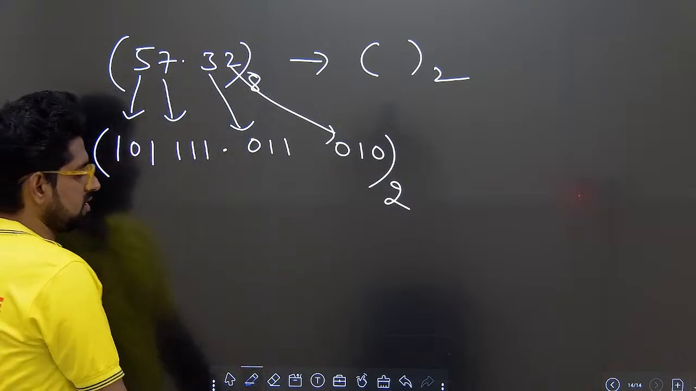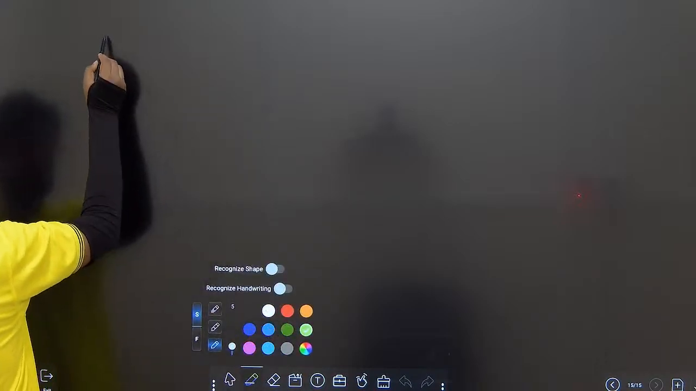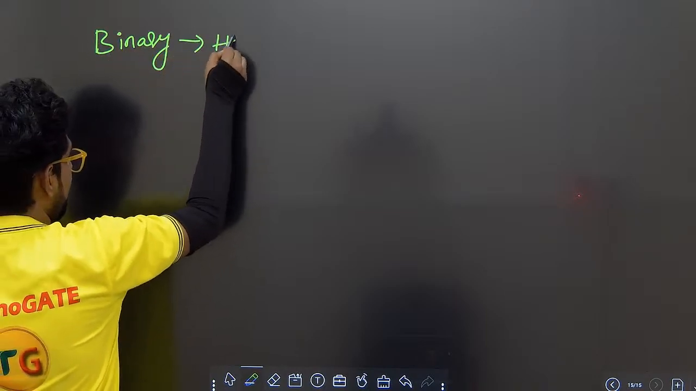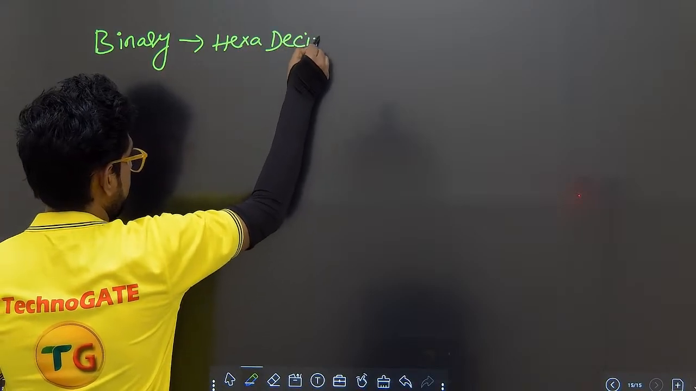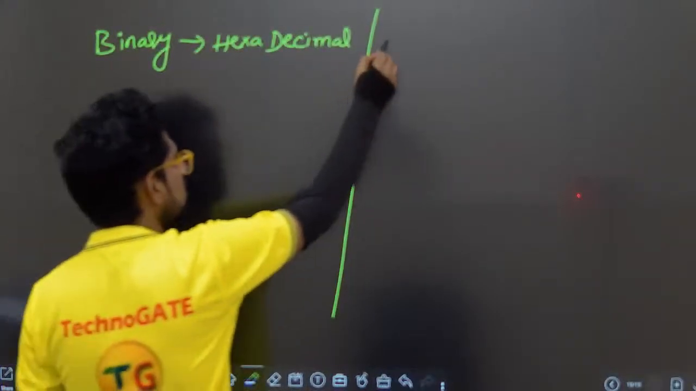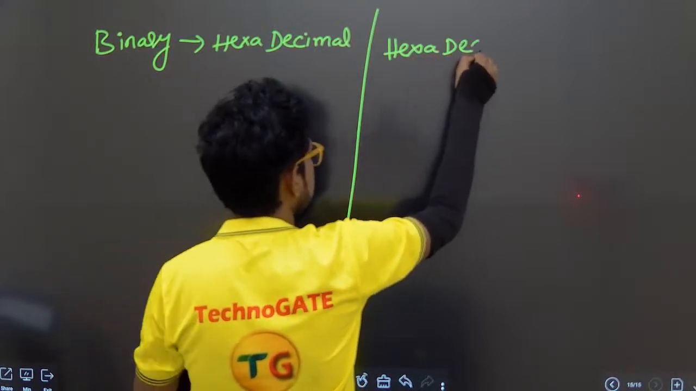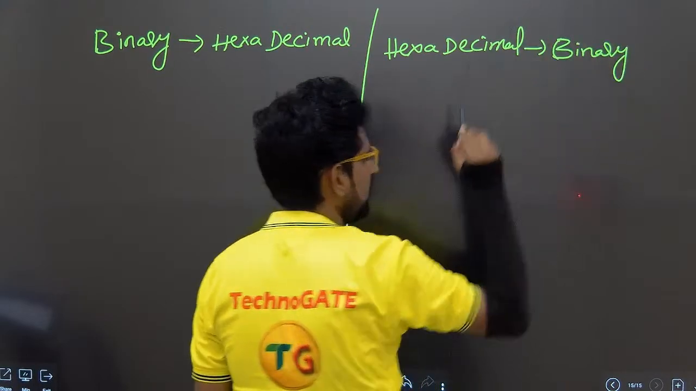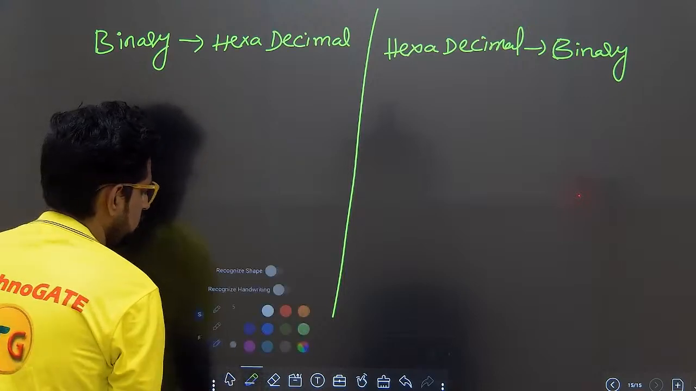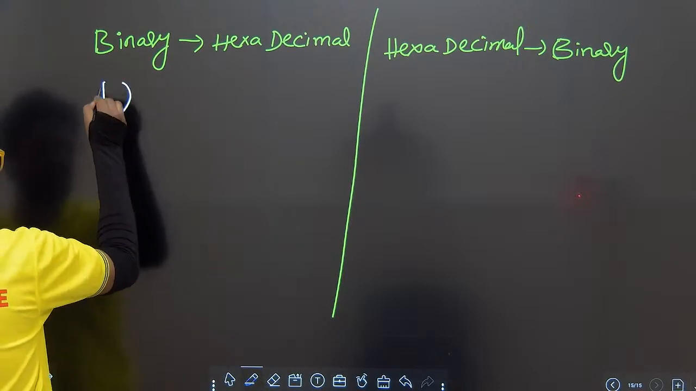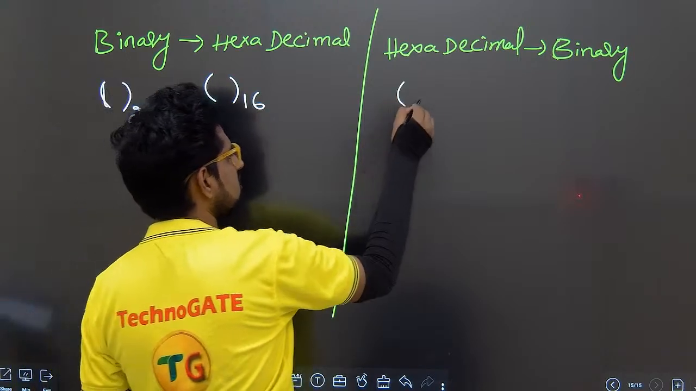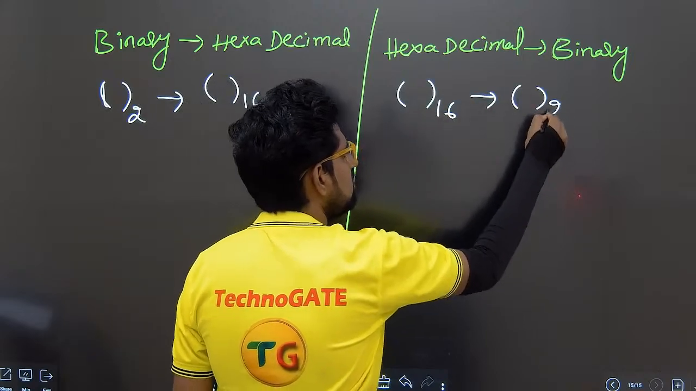Now next conversion we'll discuss. The next conversion, here we have binary to hexadecimal and what? Hexadecimal to binary. Okay, let me write the radix first. So what is the radix of binary? Base 2. Hexadecimal, base 16. Hexadecimal is base 16. Binary is base 2.